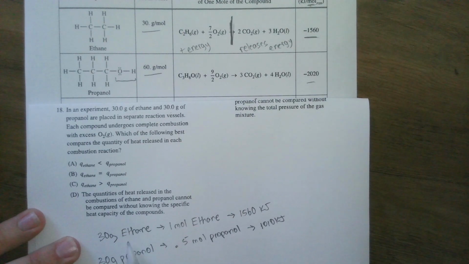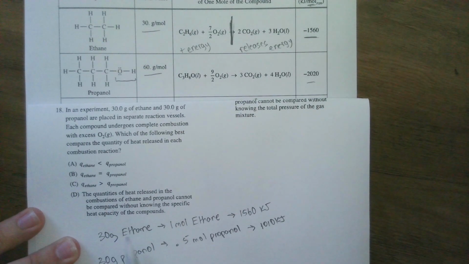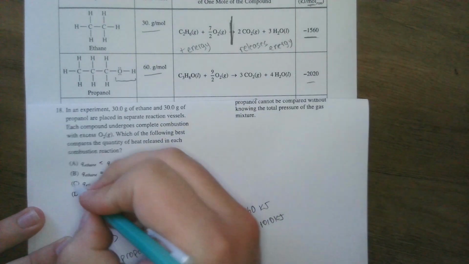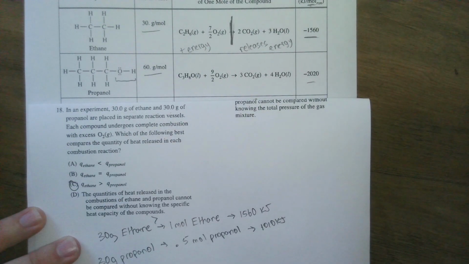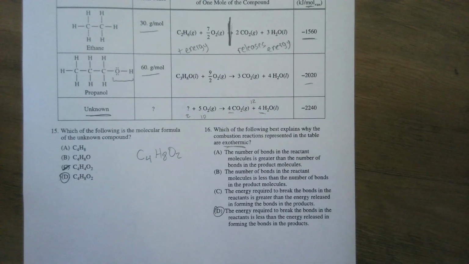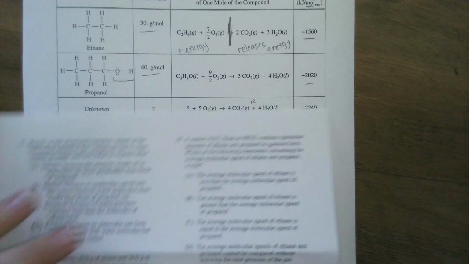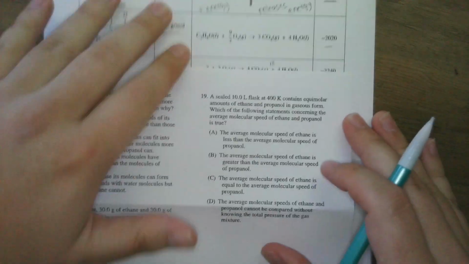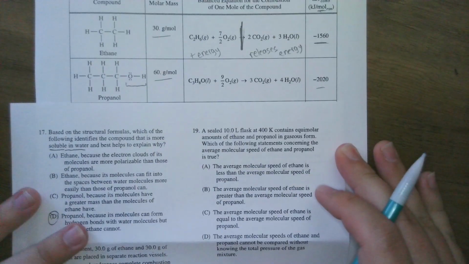What that means is the amount of heat released by 30 grams of ethane should be greater than 30 grams of propanol. So C is the answer. That's a pretty tricky question, though. Okay, and we'll use this information one more time.